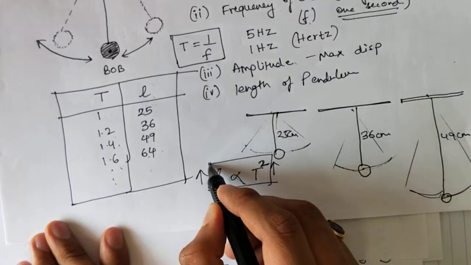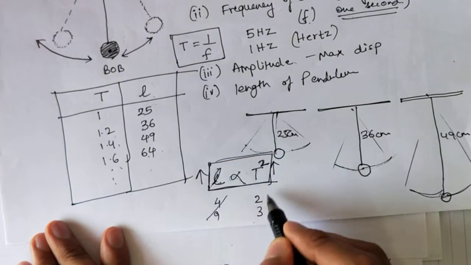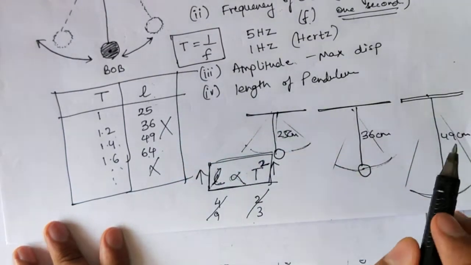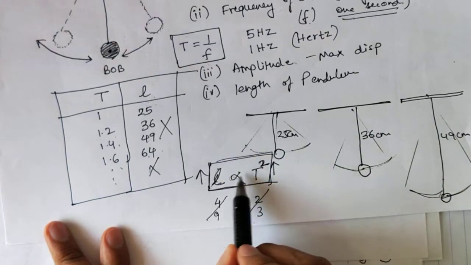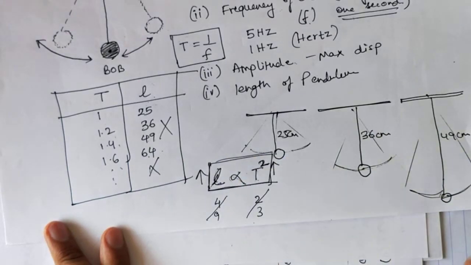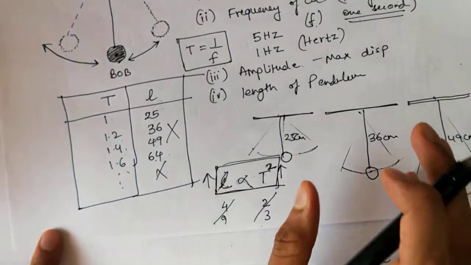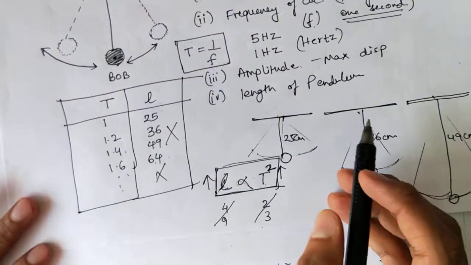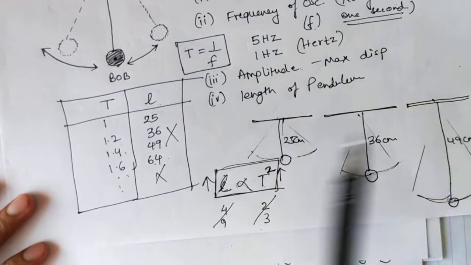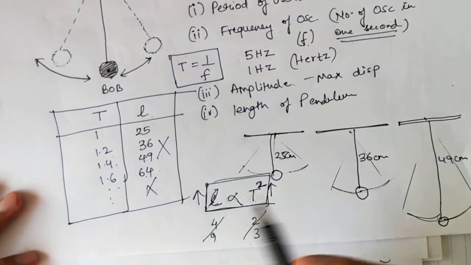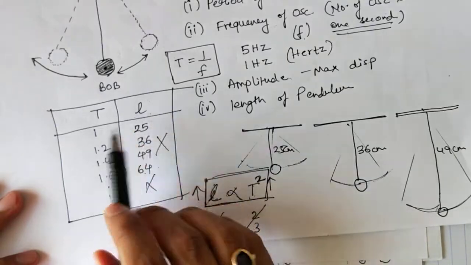Okay, so just remember this formula. These values or this observation is not important. You have to remember this formula, that length is directly proportional to the square of time period. And the final conclusion from this experiment was that if you increase the length, the time period will also increase. Now based on this table which they have drawn, we have to draw a graph.